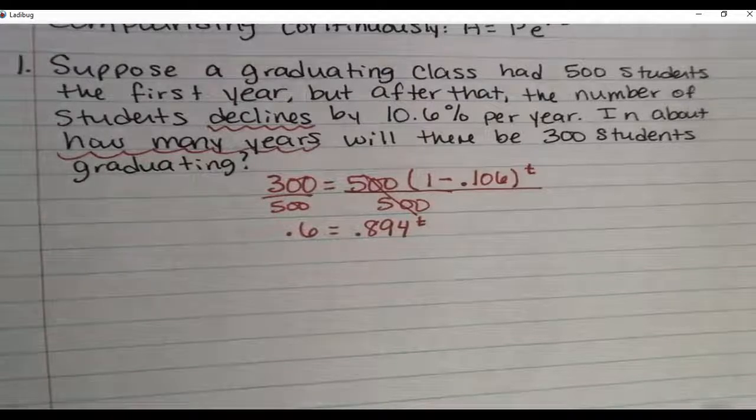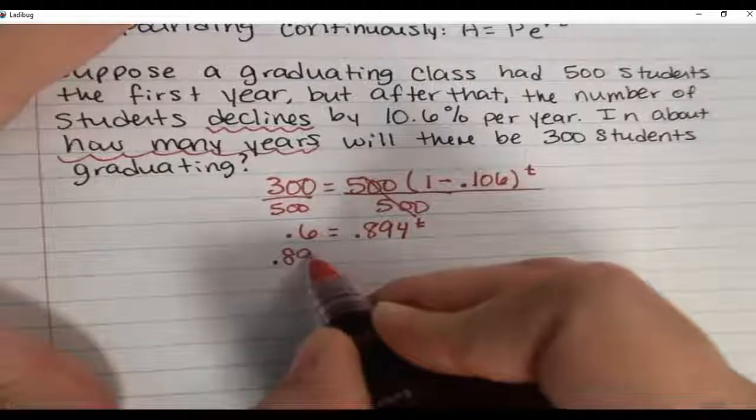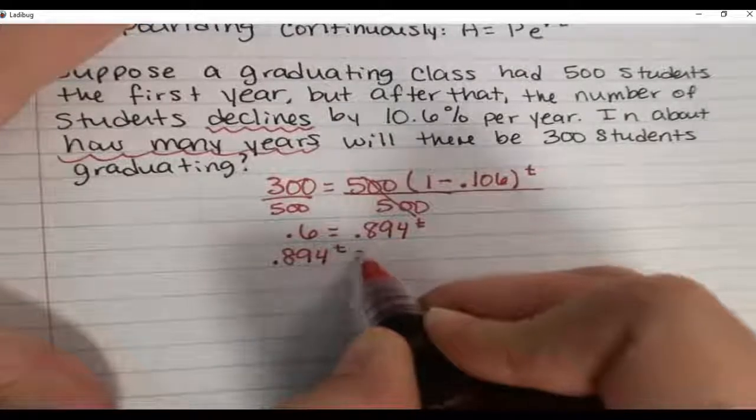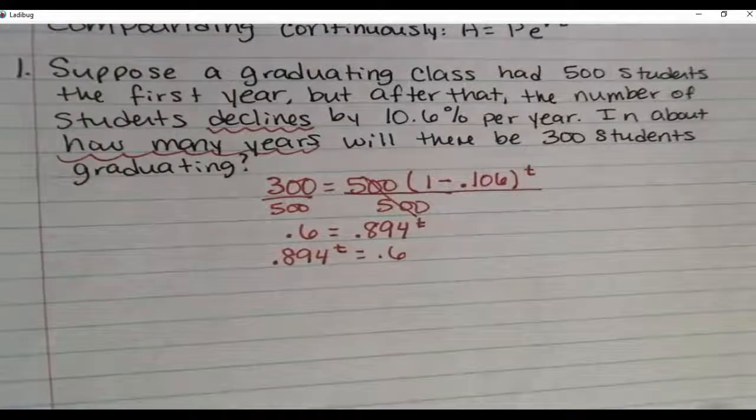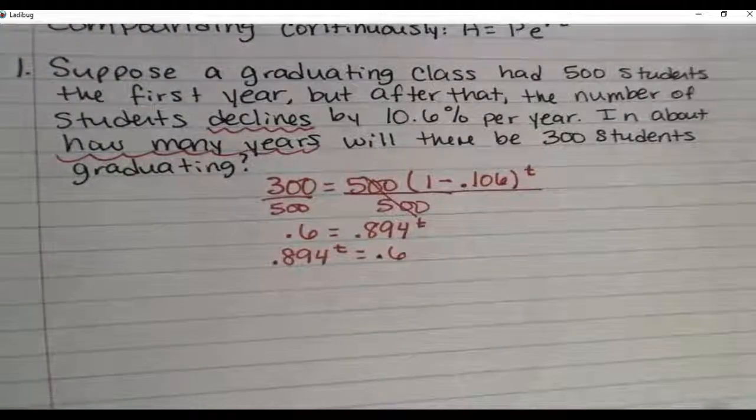So now we want to change it to log form. We haven't changed it to log form where the exponential has been on the right. So if you want to switch it, you can. So I'm just going to make this 0.894 to the t equals 0.6. And that's just how we've been used to seeing it. You don't have to change it that way, but that's what we've been doing.